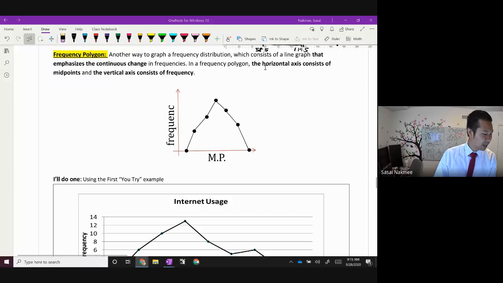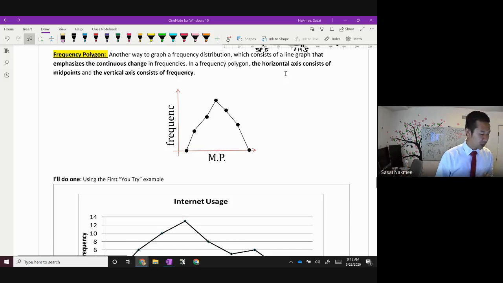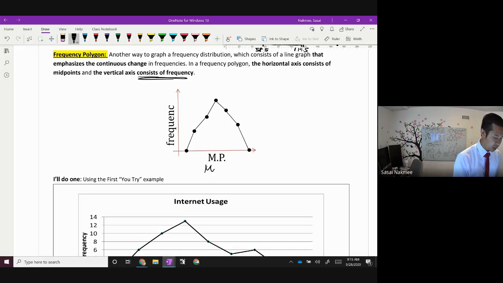In the frequency polygon, the horizontal axis, which is the x-axis, the one on the bottom, consists of your midpoints. Remember we made those frequency tables, and one of the things you had to calculate were the midpoints. So those go on the bottom, and then the vertical axis, the y-axis, the one that goes up and down, is going to be your frequency. So down here, the MP stands for midpoints, and over here on the y-axis is your frequency.